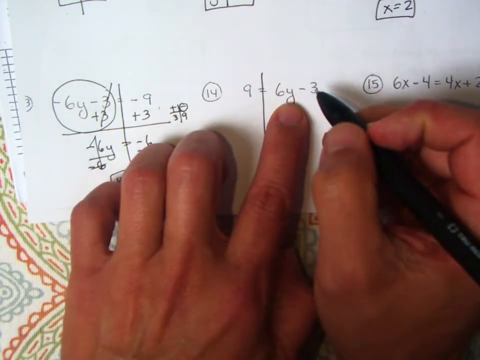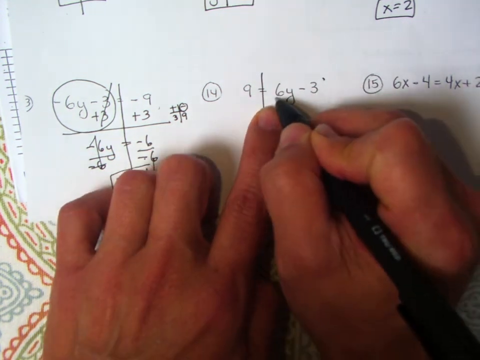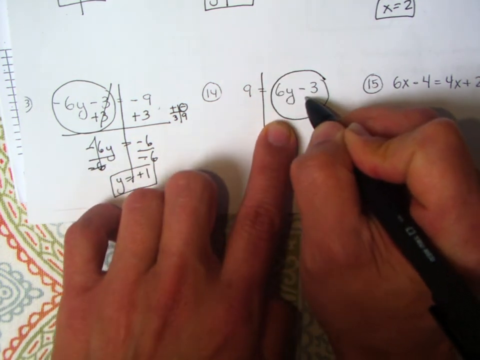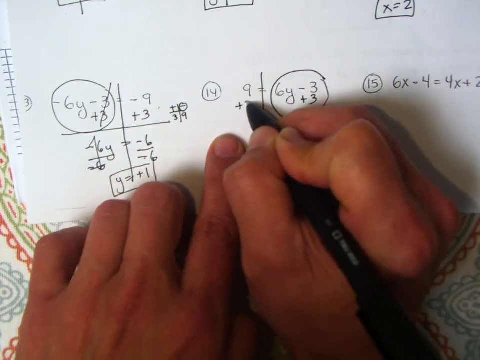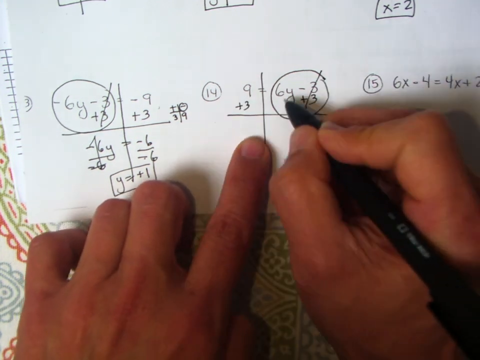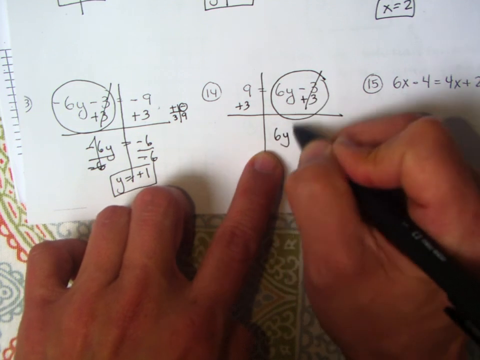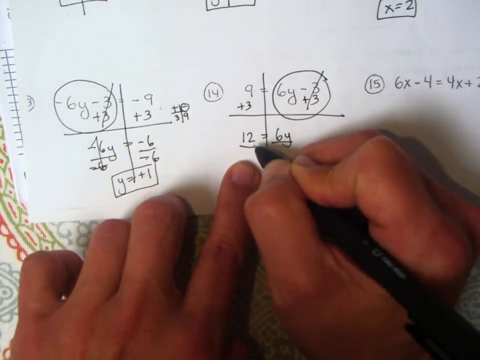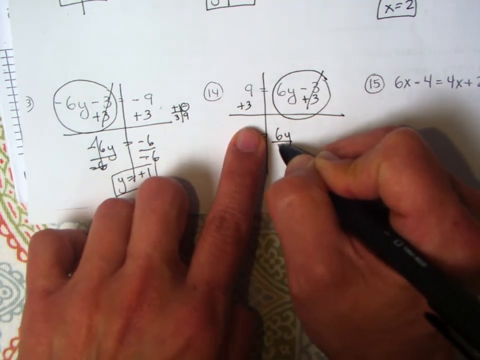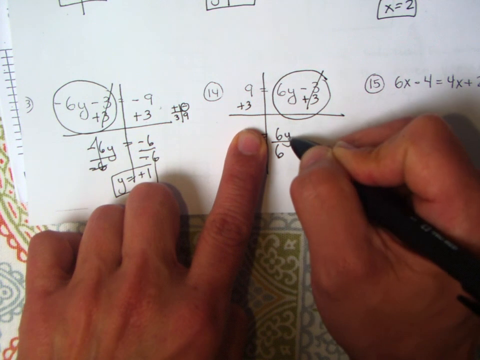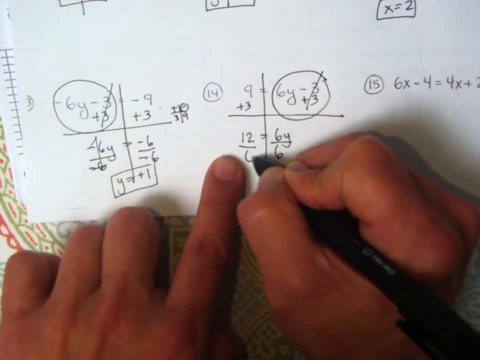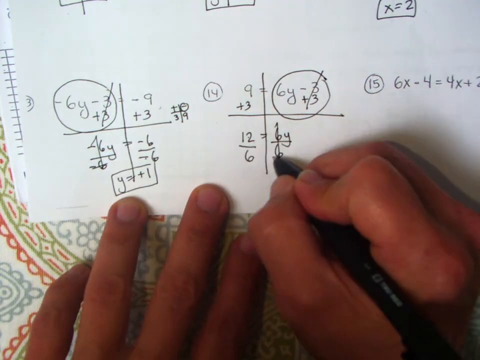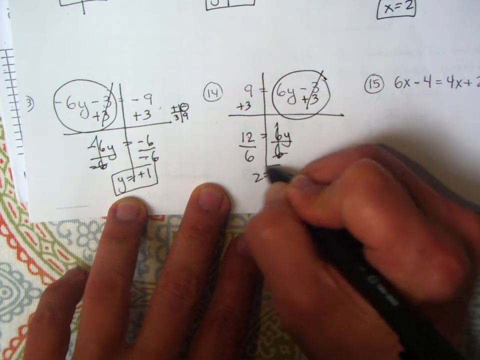On this side, the variable is on the right side, so I can't divide by 6. I have to do 0 pairs. I got to get rid of the negative 3 by adding 3. So on the right side, 6y equals 9 plus 3 is 12. Now I could divide by 12 or 6. Yes, 6, because it's the coefficient of the variable. See, this 12 doesn't have a variable, so it's constant. So now, y is equal to 2.